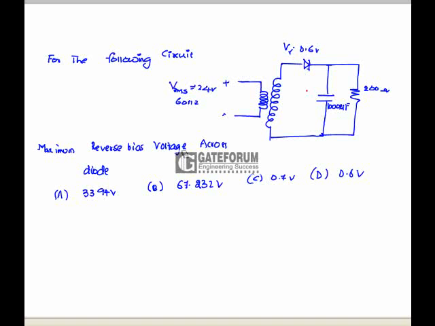In the circuit, the maximum reverse voltage across the diode is. So whenever the diode is reverse biased, this voltage is this and this is this. So the reverse bias voltage across the diode is 2 into 24 root 2 minus 0.6, which is 67.282 volts, which is option B is correct.